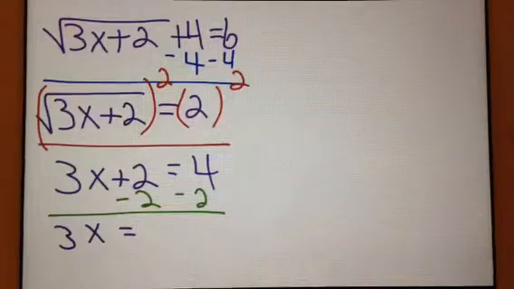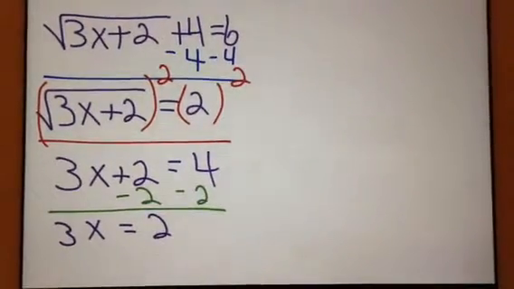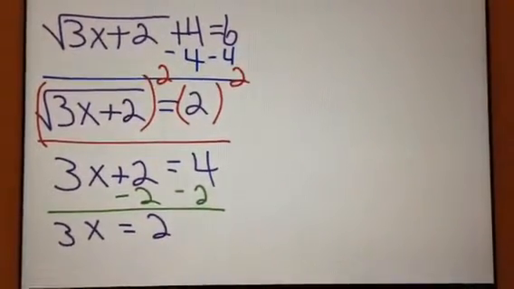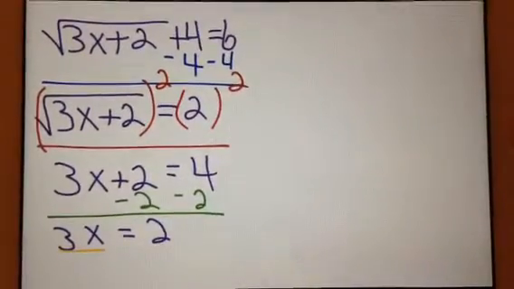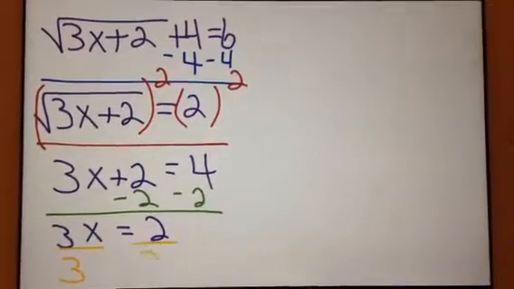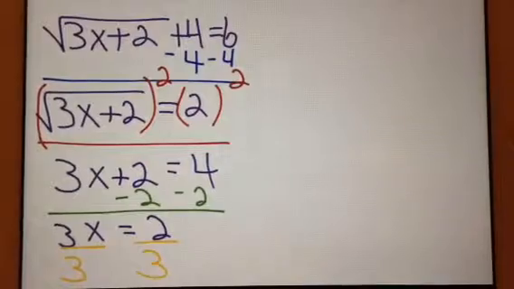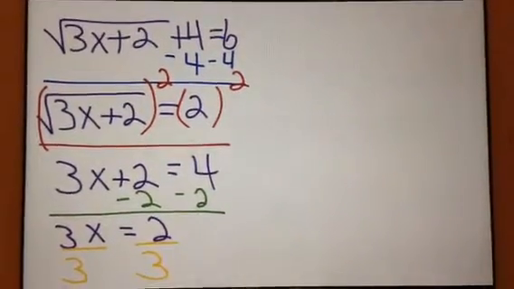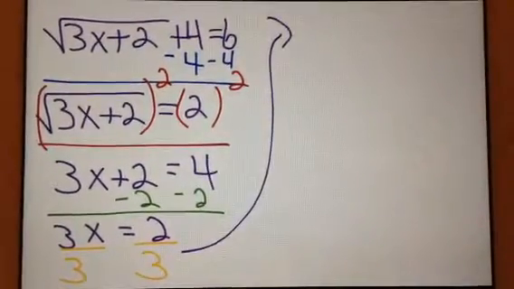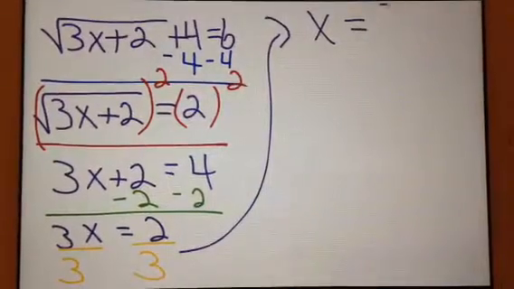which leaves me 3x equals 2. And then I will divide each side by 3, and that will give me my solution of x equals 2/3.